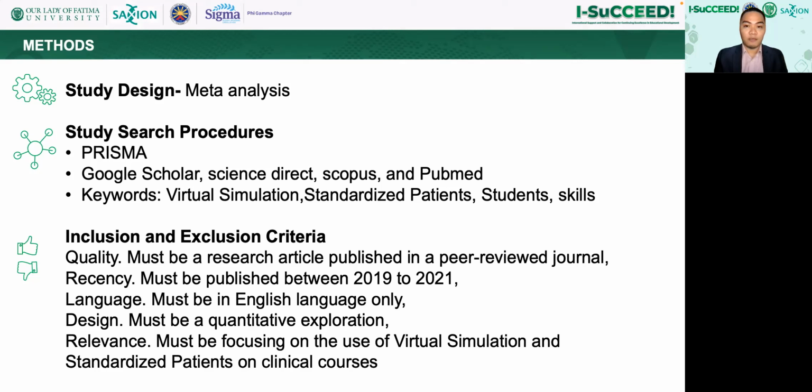To be included, the paper must be a research article published in a peer-reviewed journal from 2019 to 2021, must be in English language only and a quantitative exploration. The paper must be focusing on the use of virtual simulation and standardized patients on clinical courses.